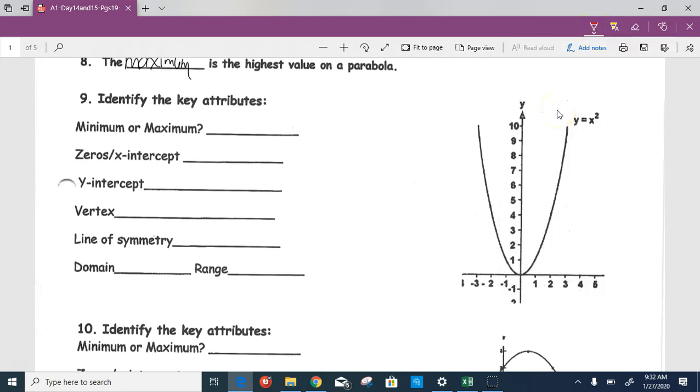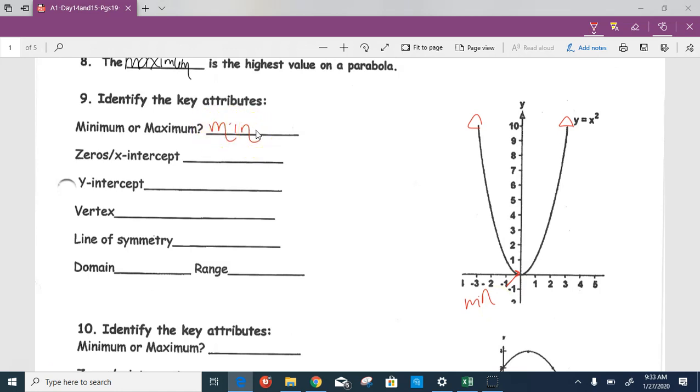Attributes are, in this case, the parts of the graph that are most important. So first of all, does this graph have a maximum or a minimum? When we read a graph, we always read it from left to right, and as we follow this graph from the left, you see that it goes down. It's right here at 0 in this case, and then it bounces back up again. So in this case, what we have is that lowest point right here, that would be a minimum value. So we have a minimum.